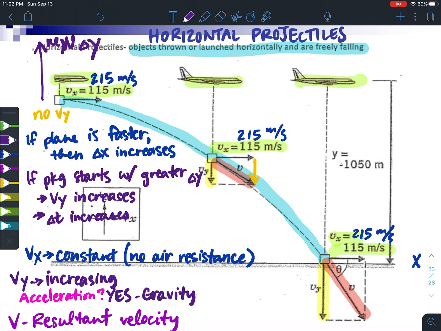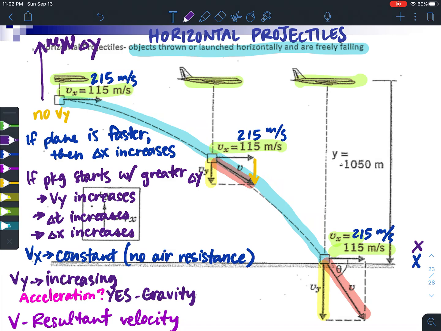And then last but not least, because it's in the air for longer, delta x is going to increase too. Now it's going to increase not because anything happened to Vx. We're still moving at 115 meters per second, but it's in the air a longer time, so it's traveling at that speed sideways for more time. And so again, we're going to land further away.